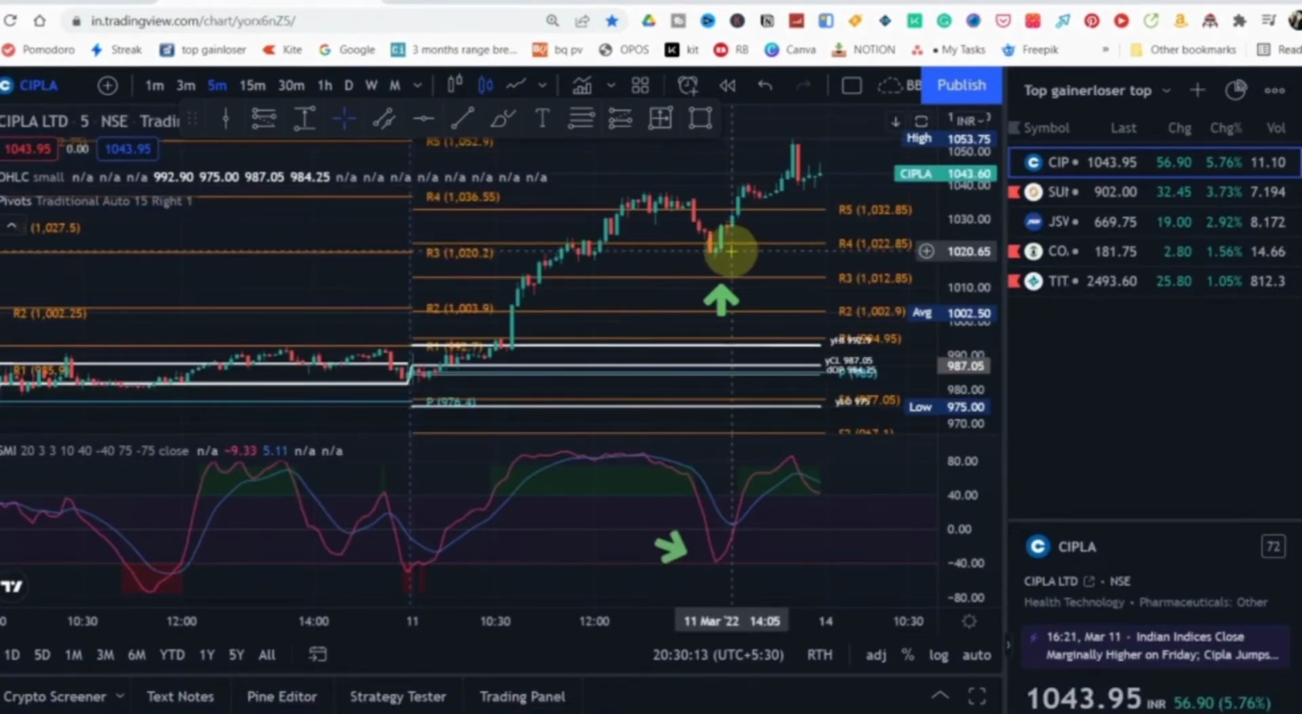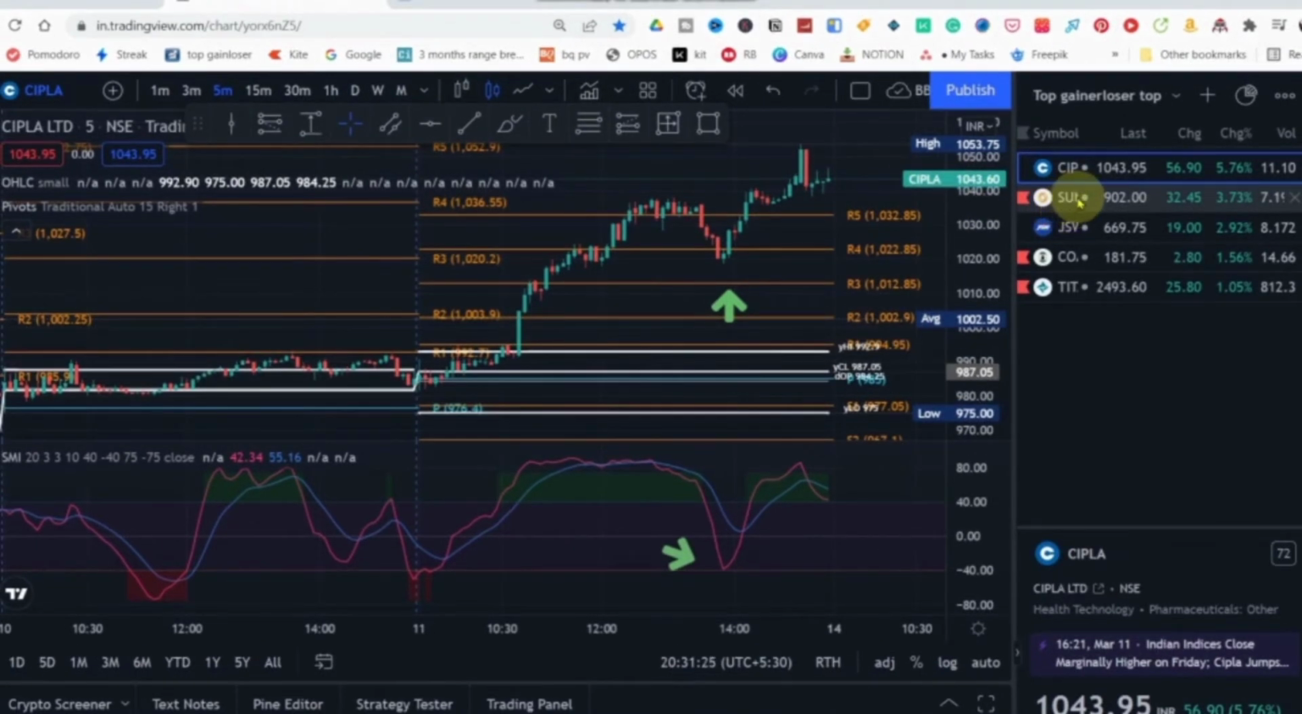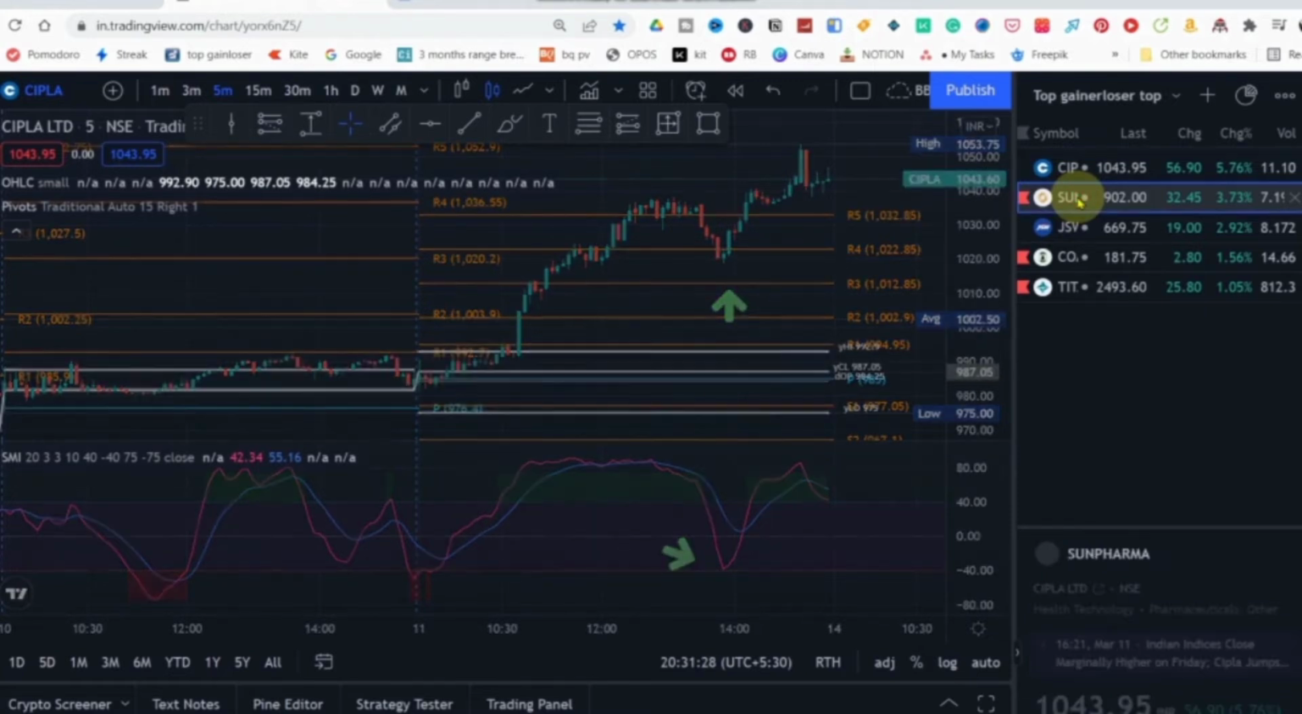So now in Cipla, we can take an entry near this pivot level, and also stochastic is giving the signal. That is SMI is giving the signal, and the target can be up to the next level, or you can run your profits using trailing stop loss. Okay. We will see the stop loss shortly. We will move on to the next stock.